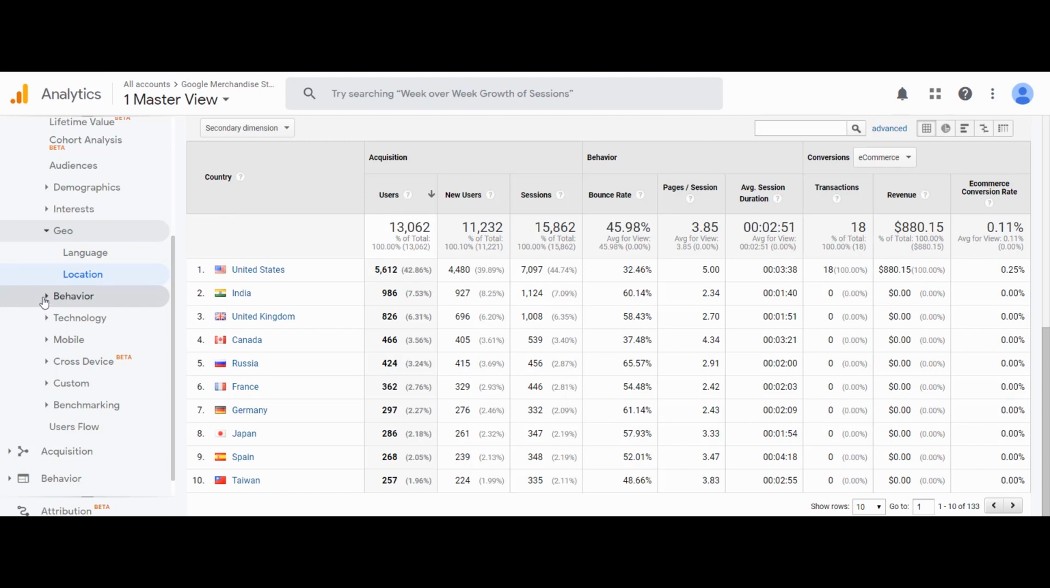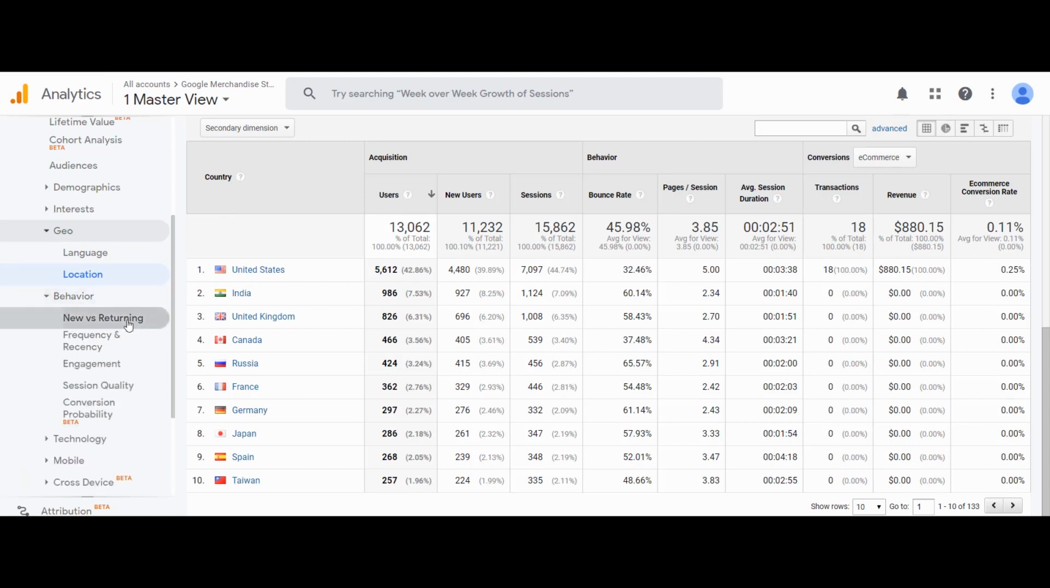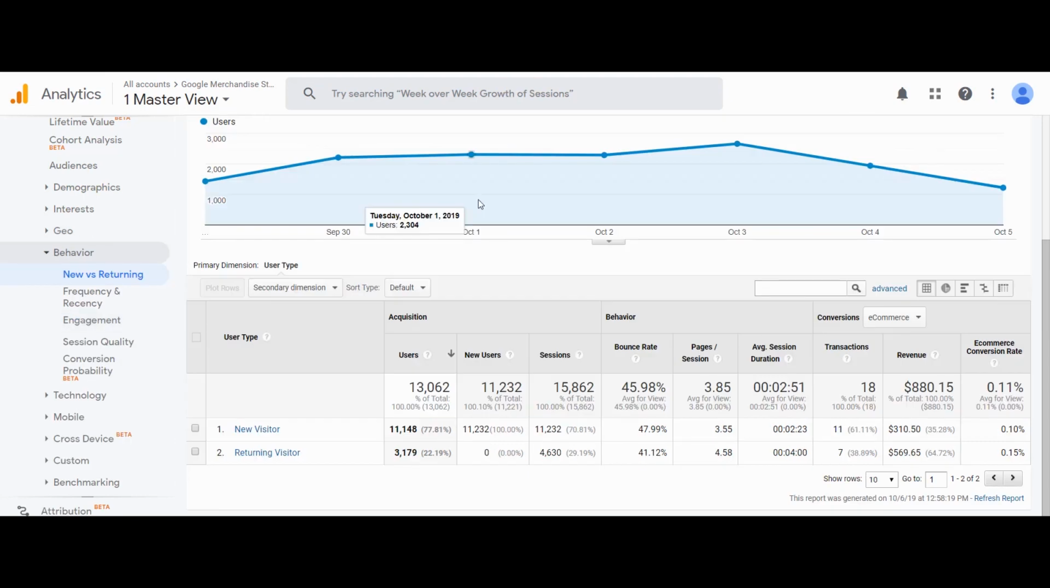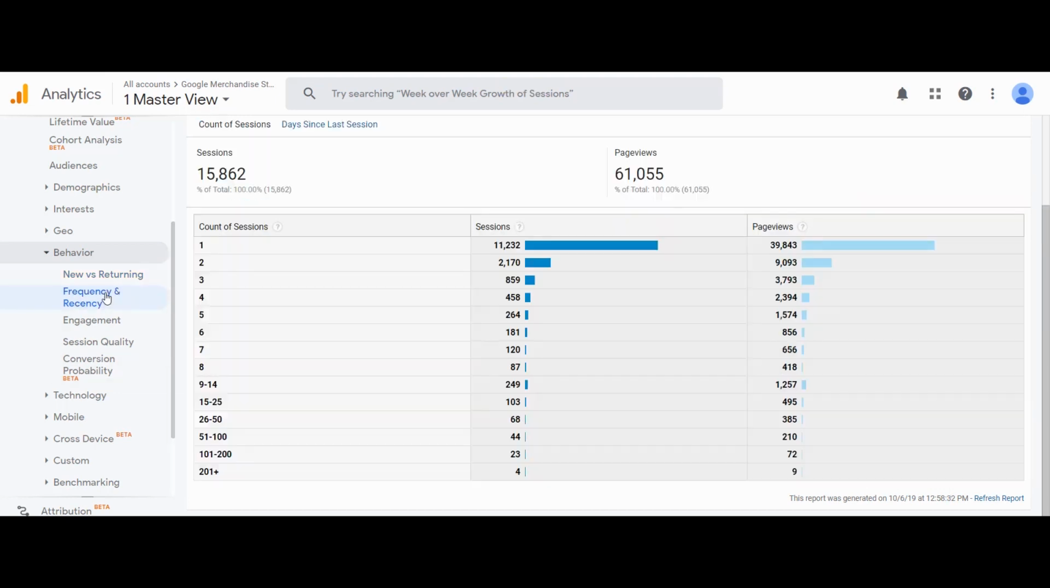Next, we have the behavior tab. First, we have the report of the new users and the returning users. It will help you to track whether the returning users are converting to the final customers or the new users. Try to make sense of this data, what story it is telling as far as your website is concerned.